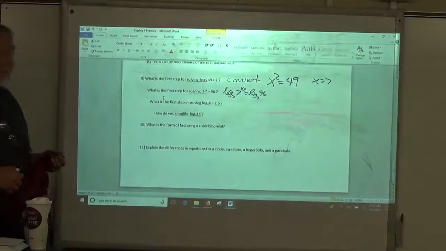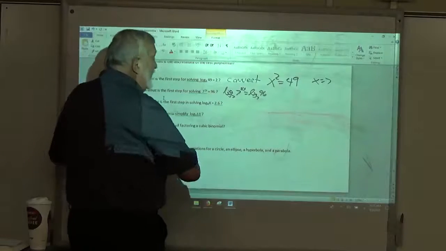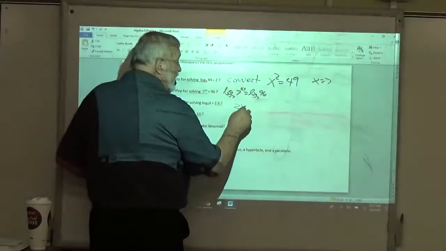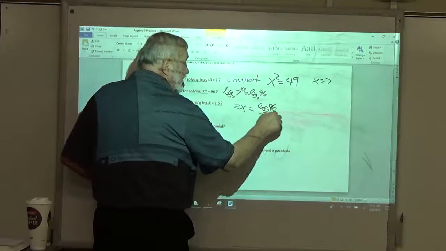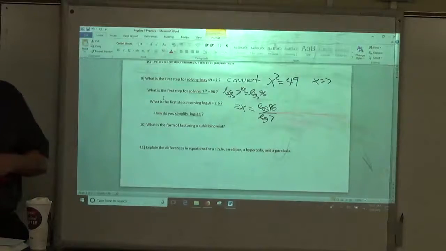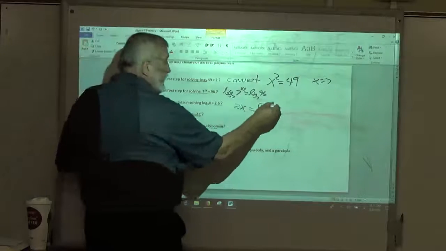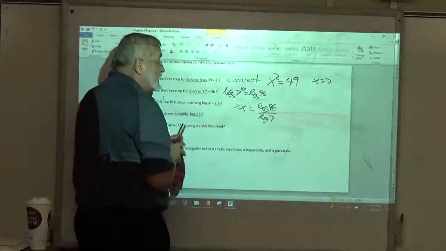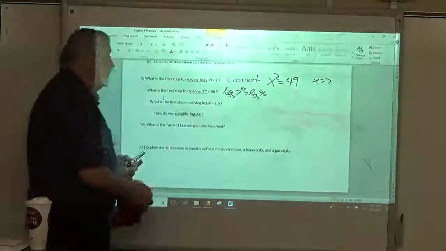Log base 7 of 7 is 1, so that means that this is 2x equals log 96 divided by log 7, and then I'm going to divide it by 2 to get x. So we're going to divide the answer that we get there by 2. After you get this answer, you're going to divide it by 2 to get x. But again, all I was working for was what's the first step.